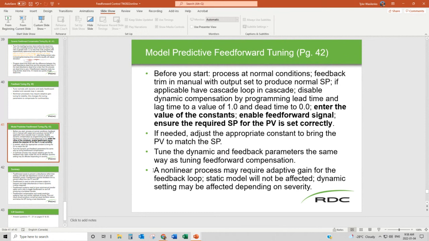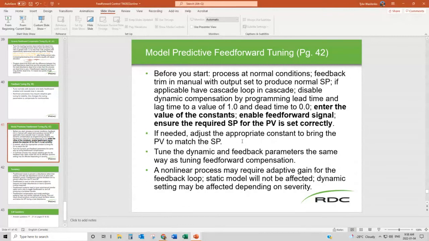Okay, particular note here, model predictive here, if we have a nonlinear process, and we could say this about other control schemes as well, and we have said it when we talked about straight feedback or even cascade, we might require some other type of advanced strategy, such as adaptive gain or gain scheduling or something like that, in order to compensate for that nonlinearity. So my point here, a nonlinear process may require adaptive gain for the feedback loop. The static model will not be affected, but the dynamic setting may be affected depending on the severity. So again, just trying to boil down the reading for you a little bit.